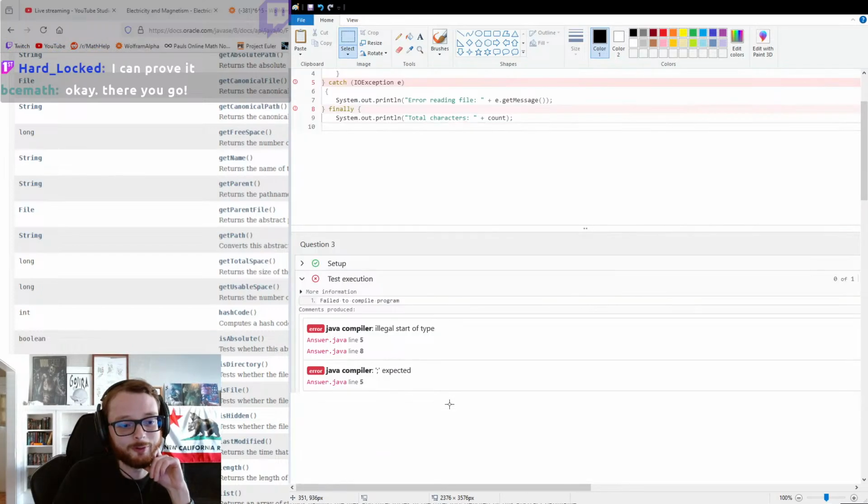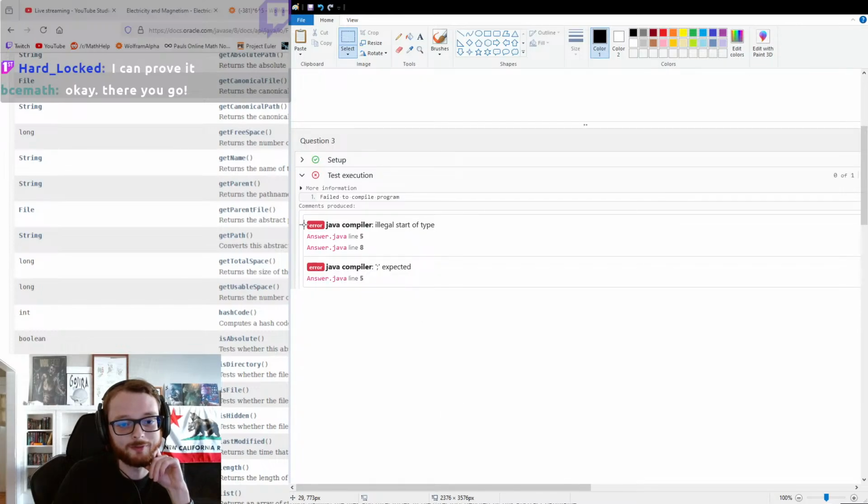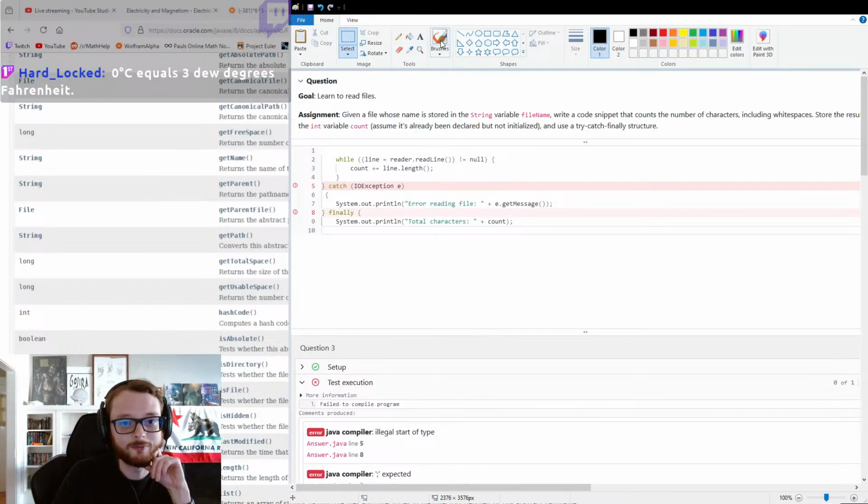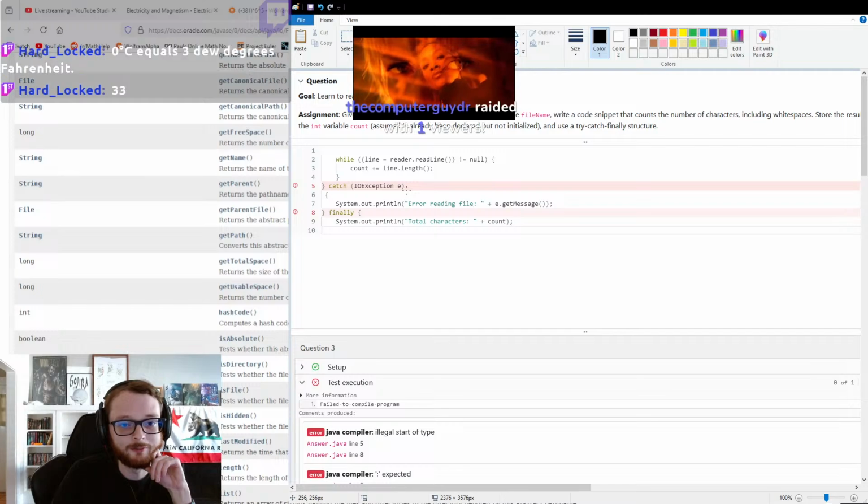So critical, I feel like I'm kind of repeating myself here. The error message just says you need a semicolon on line 5. So put a semicolon on line 5.